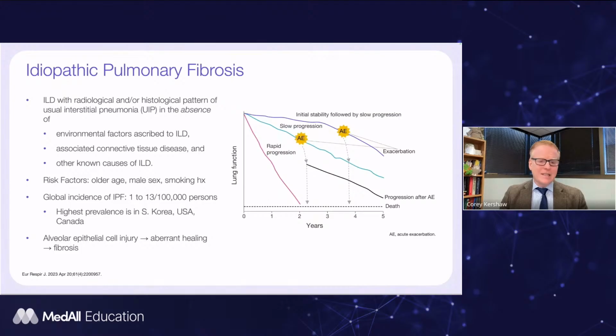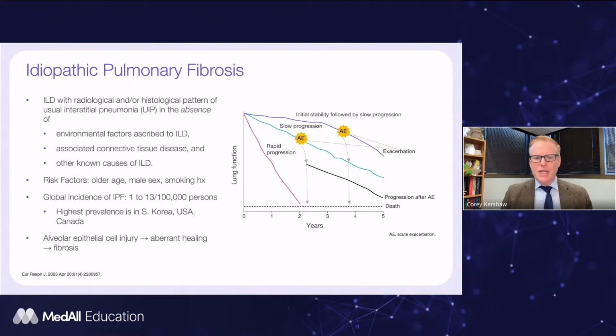The incidence is rising, and certainly depends on which country you're studying, anywhere from 1 to 13 cases of IPF per 100,000 persons, and the highest prevalence is in Korea, the United States, and Canada. This could be ascribed to just better reporting in those countries, but at least that's where you'll see the most prevalence. On the right, you'll see a graph that describes IPF.